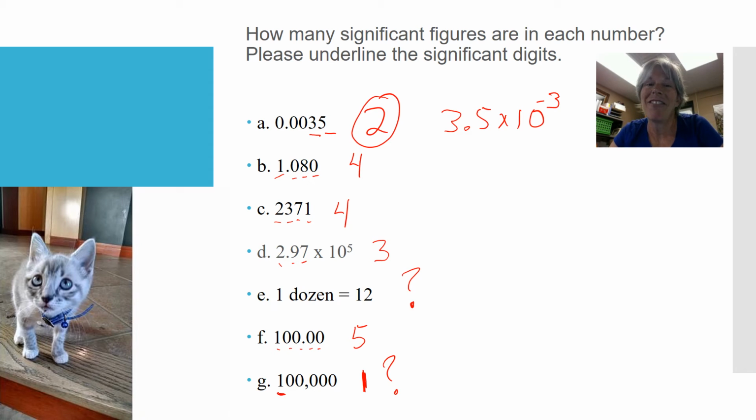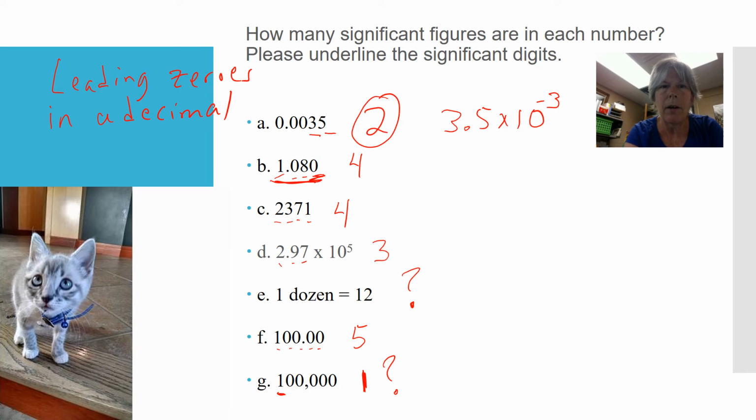Did you get them right? In part B, all the digits count as significant because this 0 is at the end of a decimal number. It's not the leading zeros. So leading zeros in a decimal number, a number less than 0, are not significant. Okay, so those 3 zeros are not significant, but this 0 and this 0 are.